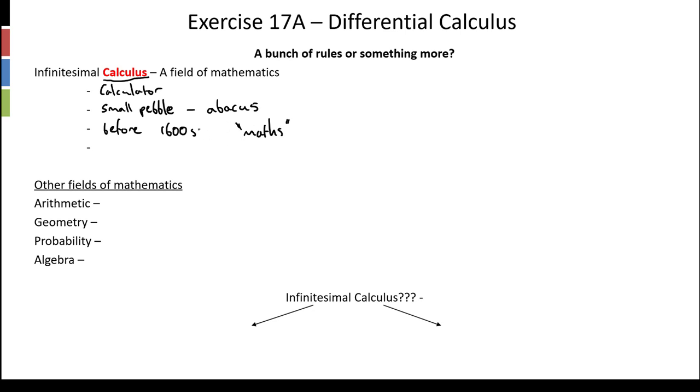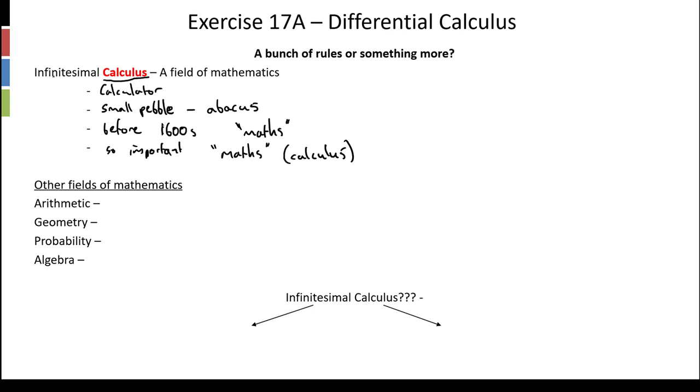Now, this field of infinitesimal calculus that was invented in the 1600s was so important they effectively have called it maths. It was so important that they called the field, like arithmetic, geometry, probability down there, it was so important that they've sort of called it maths by calling it calculus. Now, what does it mean?